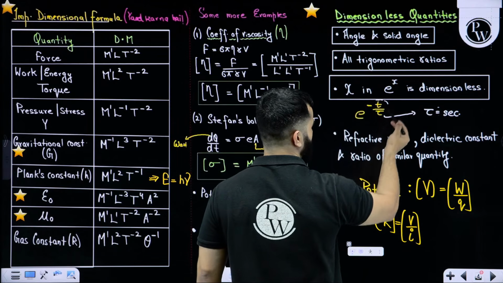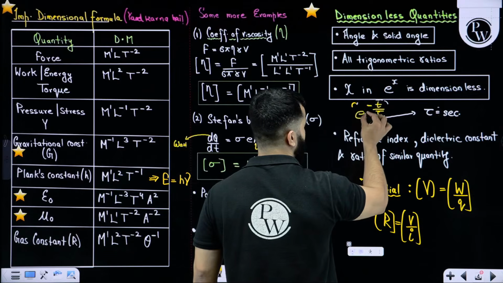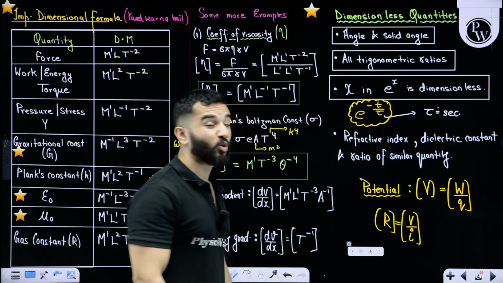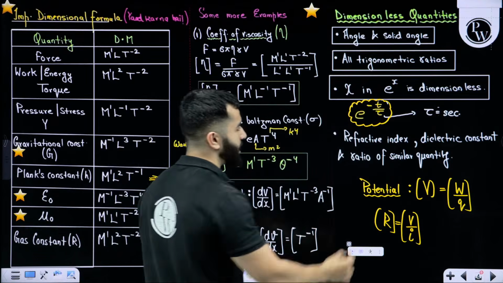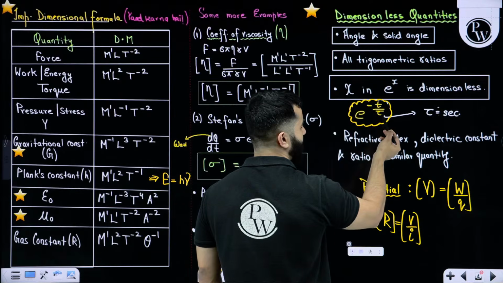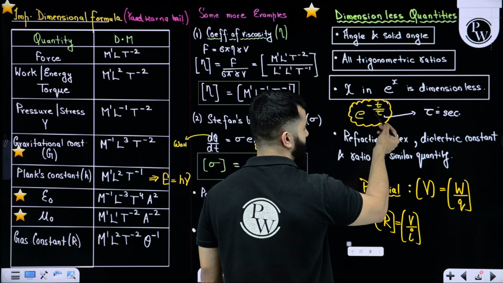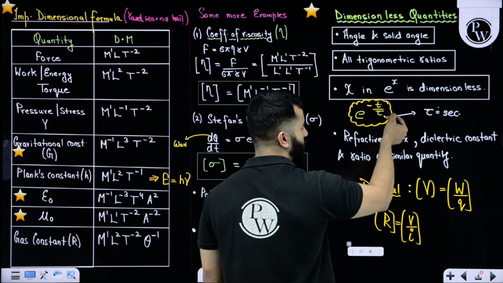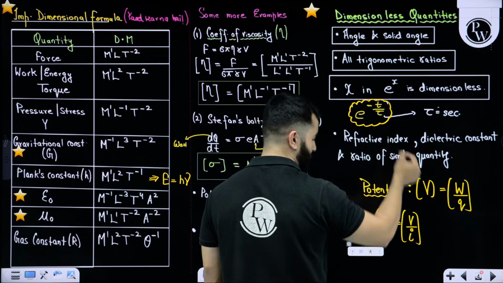Kindly note it down. We actually use it when we talk about capacitance, the RC circuit, where we write something like e raised to the power minus t divided by tau. Here the dimension of tau is that of seconds, so that e raised to the power of the whole thing becomes a dimensionless quantity.